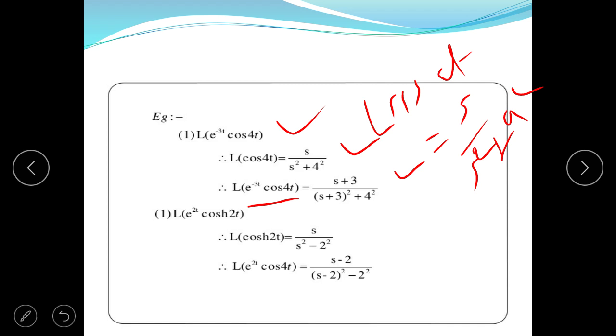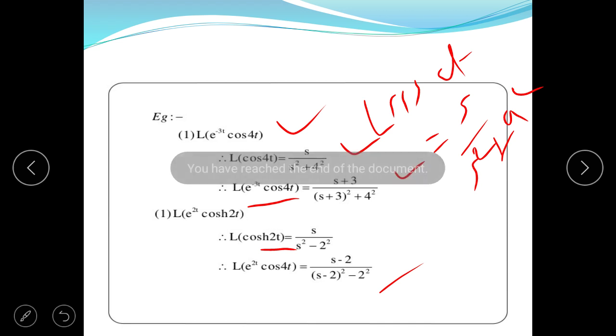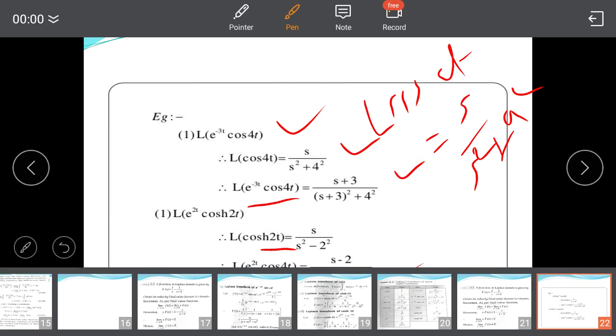Similarly, the Laplace of e to the power 2t cos hyperbolic 2t. We know that the Laplace of cos hyperbolic 2t is equal to s upon s square minus 2 square, and the Laplace of e to the power 2t cosh 2t is equal to s minus 2 divided by (s minus 2) square minus 2 square. These are the Laplace transforms of some elementary functions.